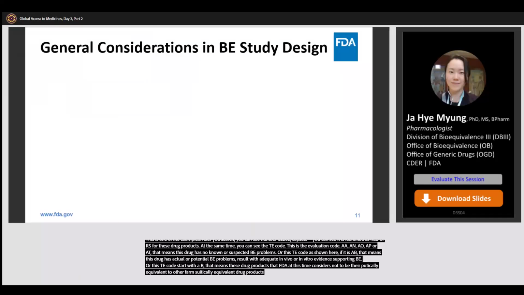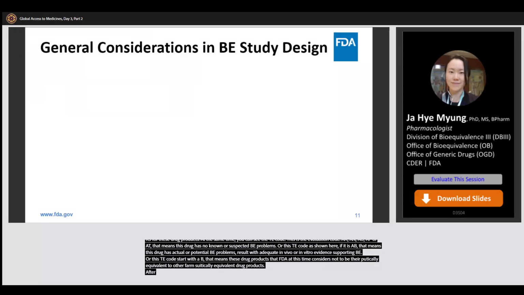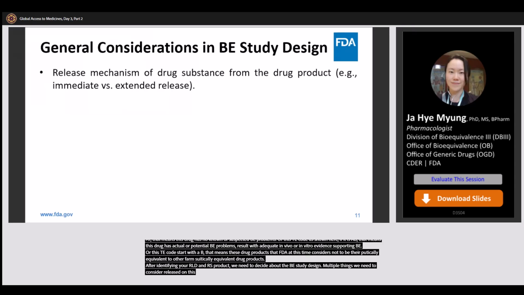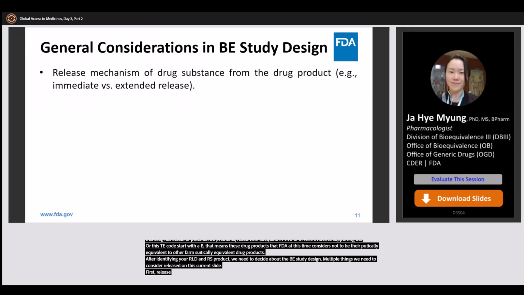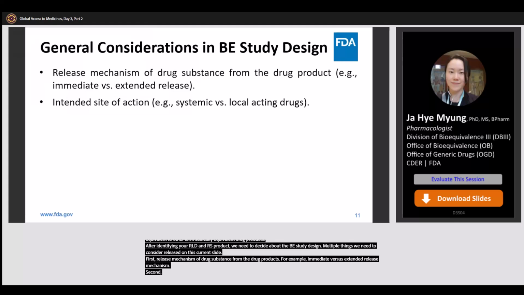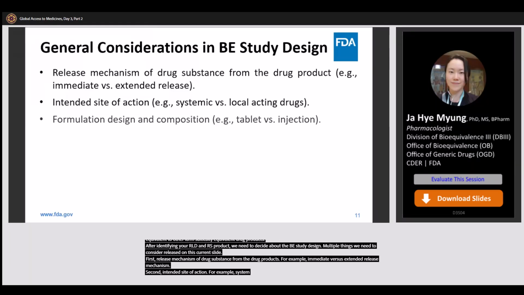After identifying your RLD and RS product, we need to decide on the BE study design. There are multiple things we need to consider. We listed them on this slide. First, the release mechanism of the drug substance from the drug product, for example, immediate versus extended release mechanism. Second, the intended site of action, for example, systemically versus locally acting drugs.